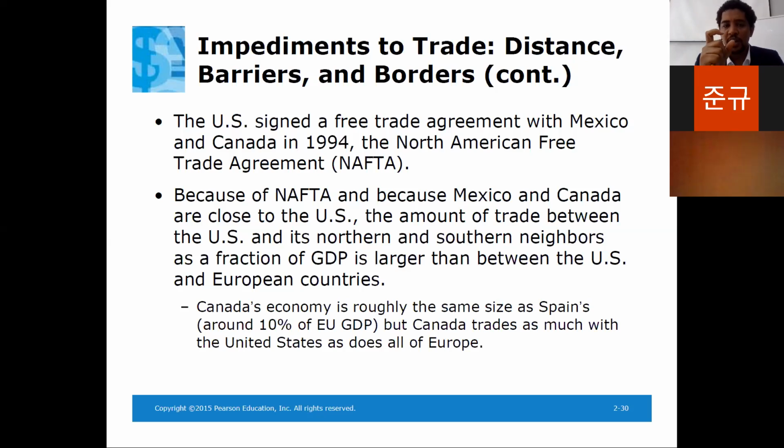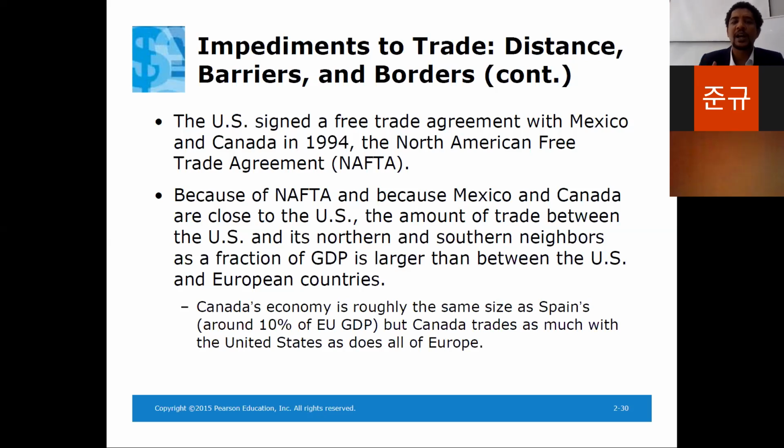If you can see the website I just showed you, OEC World, you can see that Canada and Mexico have about 14 and 13% of imports and exports with the US. That is the largest next to China.